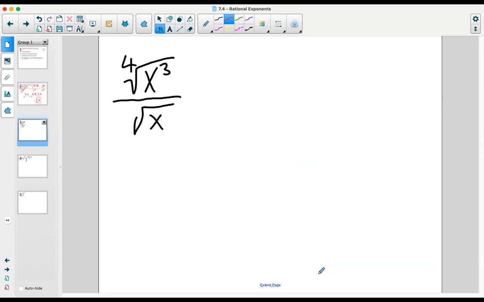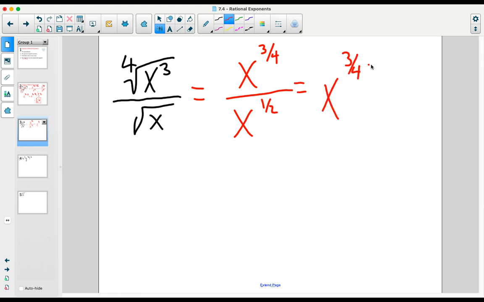In this example, we're going to have a similar situation, but before we can do the work, we have to rewrite these expressions so that they have rational exponents, and then they aren't just hanging out there with all of these roots. Our numerator becomes x to the 3/4 power. Our denominator becomes x to the 1/2 power. This is not totally simplified because I have an x in the numerator and the denominator. And similar to what we saw in the last example, we're going to subtract the powers. 3/4 minus 1/2 is just 1/4.